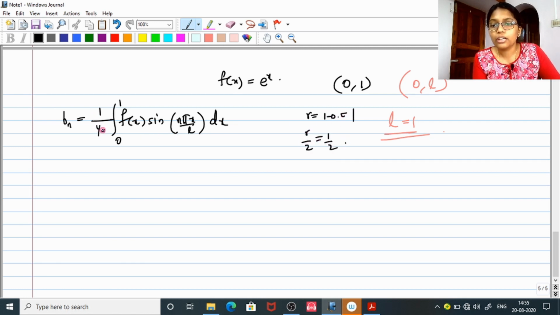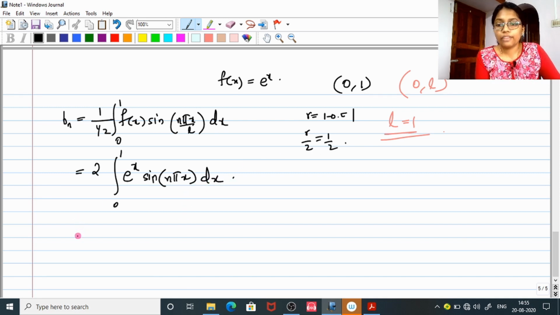So range by 2 is half. Here this 2 goes to the numerator, so it becomes 2 integral 0 to 1 of f of x, which is e raised to x sine n pi x divided by L, where the L value here is 1, dx. While integrating this, we cannot use the table method like I described in the last video, because here we have an exponential function and also a trigonometric function.